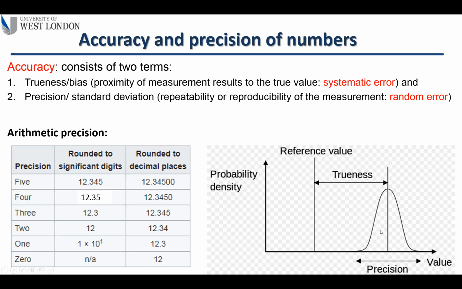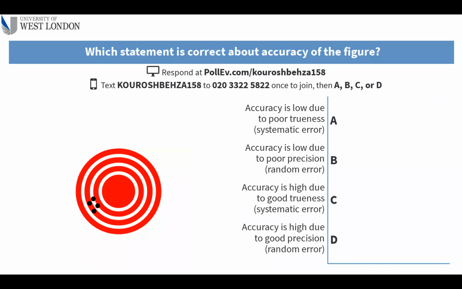So based on these very basic definitions, I'd like to ask you to go through a few questions that I'd like you to answer. And we're going to go through the answers later on. So first of all, assuming that you have a shooting target, like here, and a shooter has got these 4 shots, we're going to see which statement is correct about the accuracy of the figure. So the accuracy is high or low.